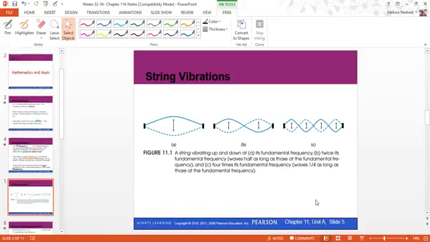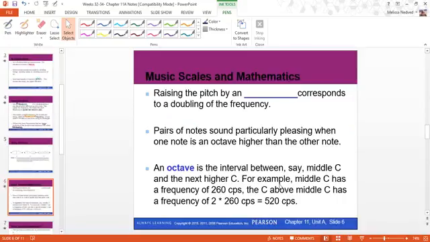So here's just a little picture to help demonstrate this for you. A string vibrating up and down at its fundamental frequency. That's the first picture you see. And then twice the fundamental frequency, so that would be creating a harmonic because it would be a multiple of 2. Notice the waves are half as long as the fundamental frequency. There are 2 waves within that entire length. And the last one is 4 times its fundamental frequency, making those waves a quarter as long as the fundamental.